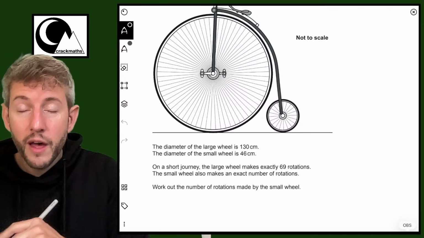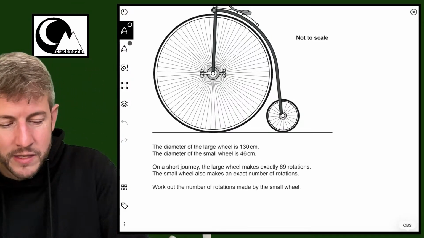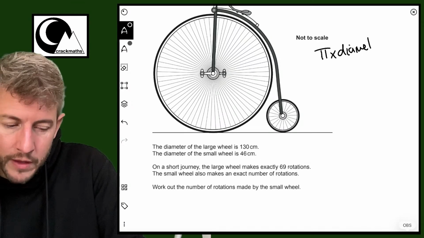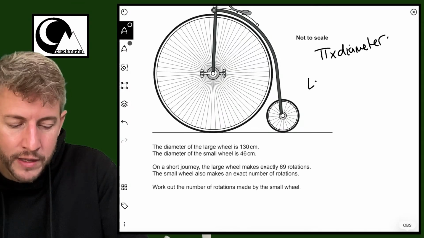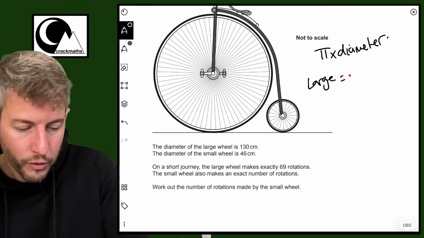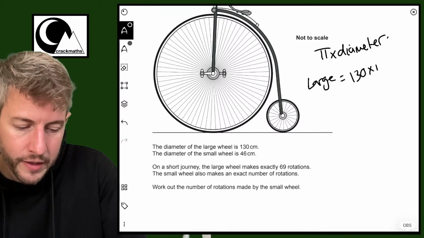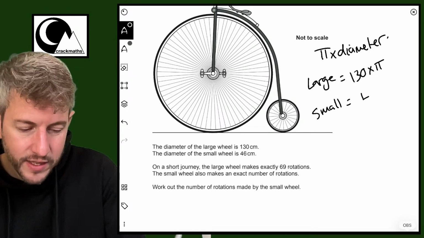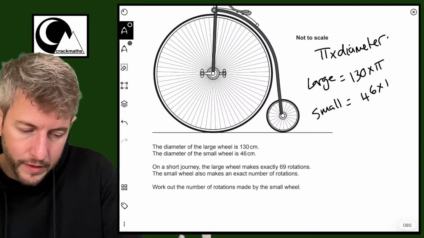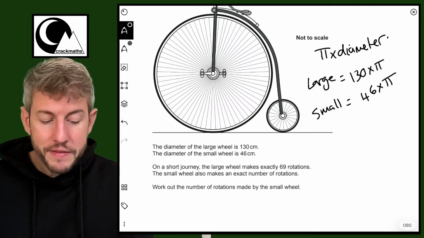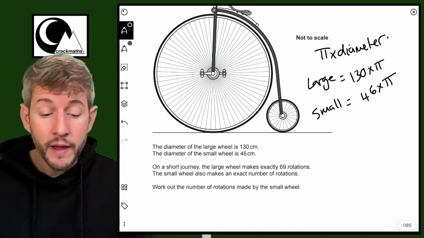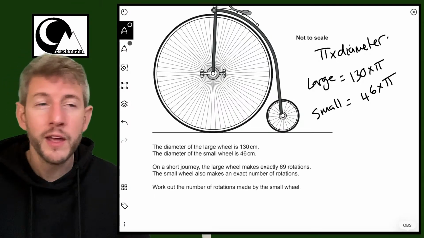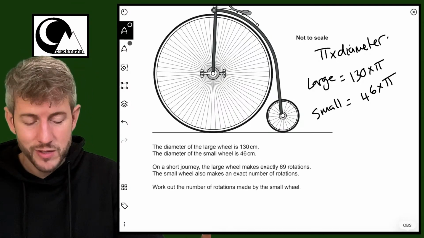So the circumference of a circle is worked out by doing pi times diameter. So let's do the big one first. Large equals 130 times pi. The small equals 46 times pi. I'm going to leave this in terms of pi for as long as possible, because once we use pi, the number's going to be a bit awkward. So it's best to keep our exact values for as long as we can.